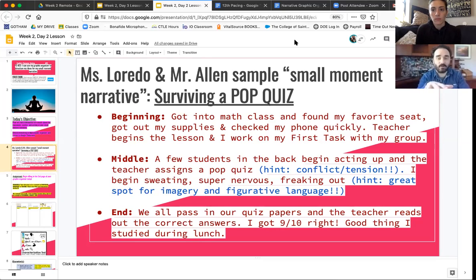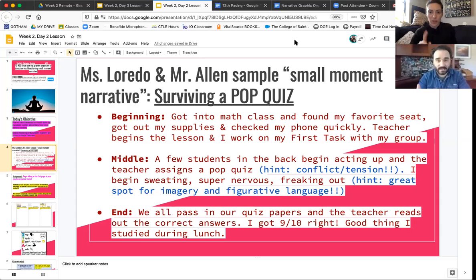Here's the example of my pop quiz and what my beginning, middle, and end would be. So the beginning of a small moment about a pop quiz would be setting the scene for what class we're in. So I get into math class, I go to my favorite seat, I get out my supplies, I check my phone while no one's looking, and then the teacher begins the lesson and I work on my first task.